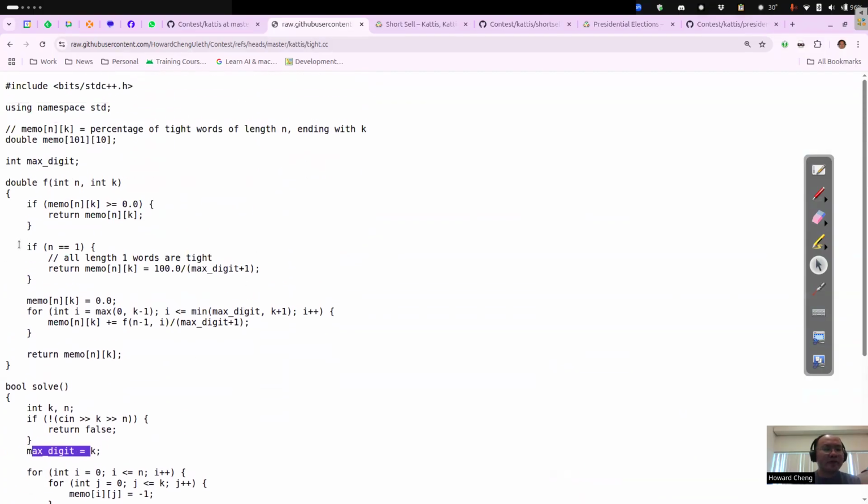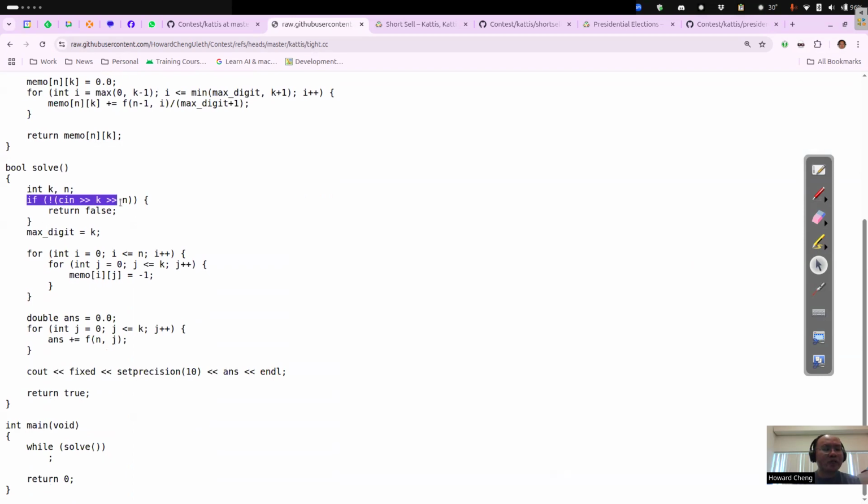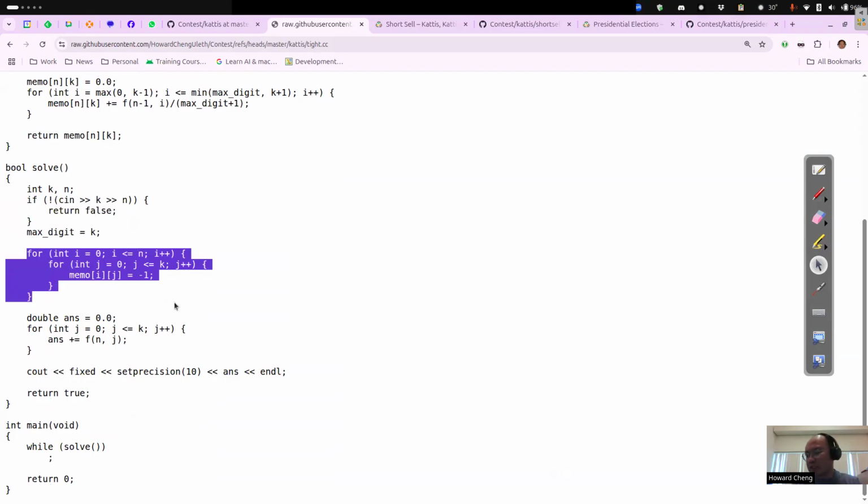So first of all, I have a table. So I'm using a dynamic programming table. I know that it's at most 0 to 100 for n, and k is 0 to 9. So I need 101 entries in one dimension and 10 entries in the other one. I read in the k and n. I set the max digit. I set all of them to be -1 in the table. It's -1 because I have never computed it.